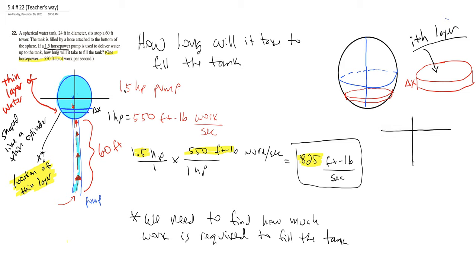Here, he's saying, all right, just for this layer here, we're going to have an ith layer. What you do is get everything set up for the ith layer, and once you have your ith layer all set up, then you take your integral. So basically, you want to find the work on the ith layer.